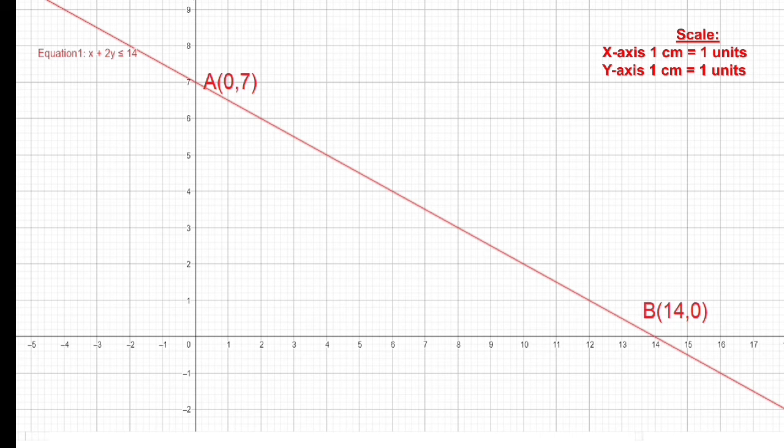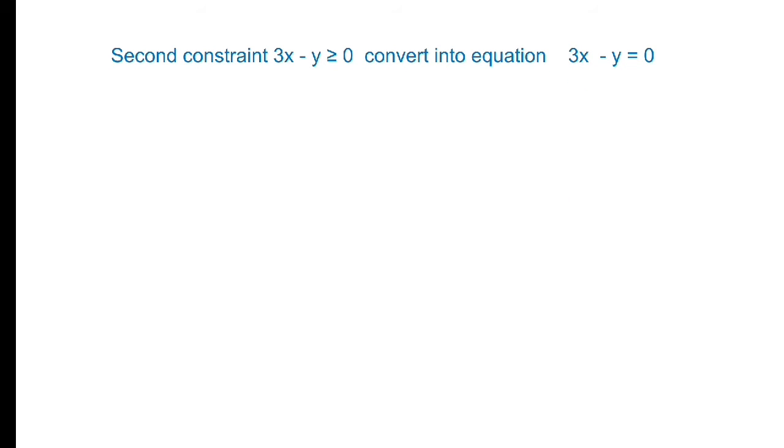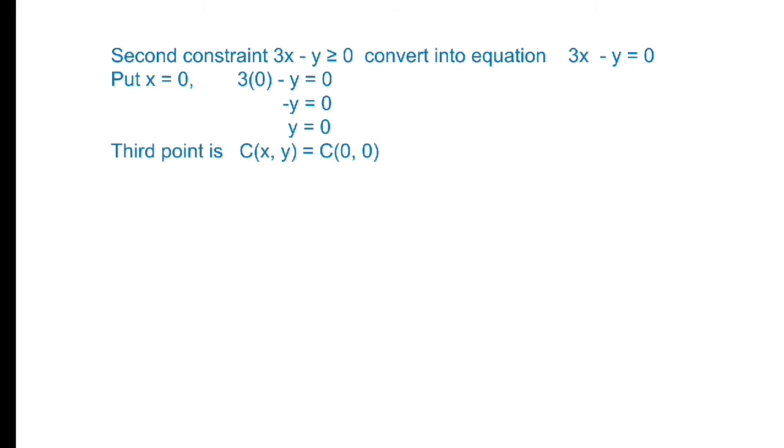The first constraint is x plus 2y equal to 14, so A value is 0 comma 7, B value is 14 comma 0. Here the axis scale of both is 1 unit only. Come to the second constraint: 3x minus y is greater than or equal to 0. Convert into the equation 3x minus y equal to 0. Put x equal to 0: 3 of 0 minus y equal to 0. Therefore y equal to 0. So the third point is C of x comma y equal to 0 comma 0.